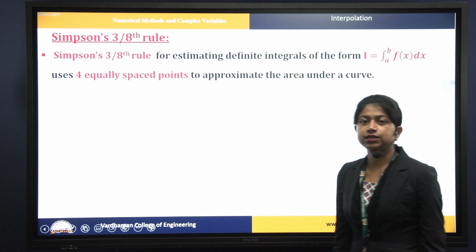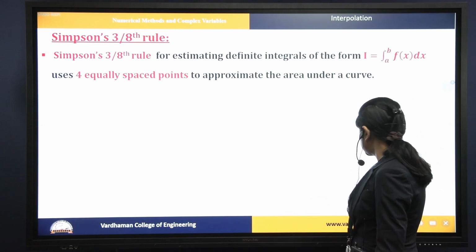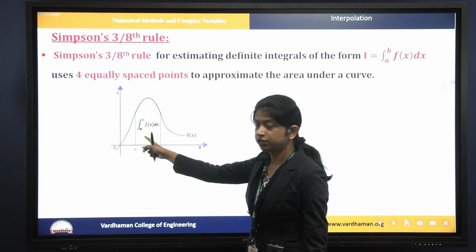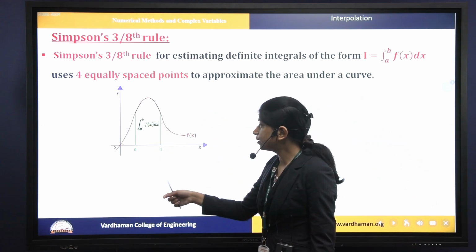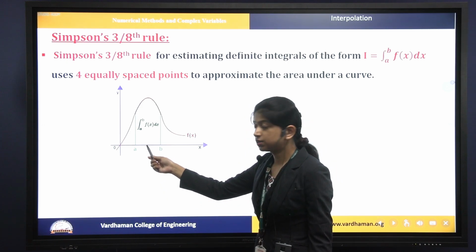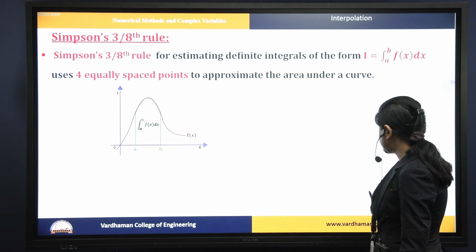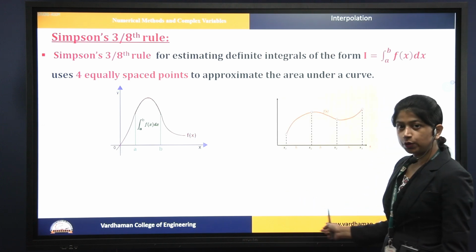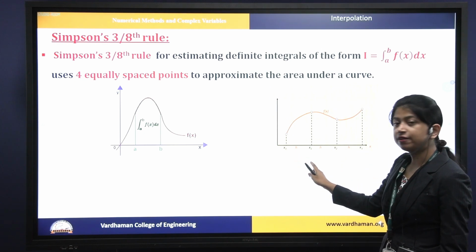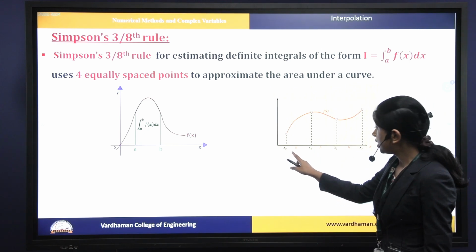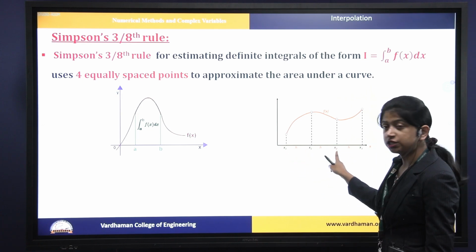As we know already, a definite integral is the area under the curve between 2 points, right? This is the graph for integration a to b f of x dx. Now in Simpson's 3/8 rule, we divide this interval a comma b into n sub-intervals. Here I am taking one example with 4 points which are x0, x1, x2, x3, and here we have 3 sub-intervals which are x0, x1, x1, x2, x2, x3, each of width h.